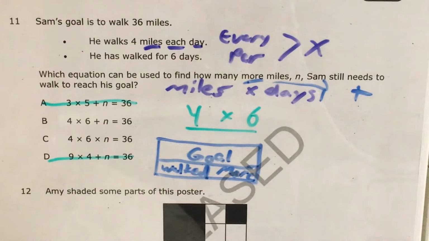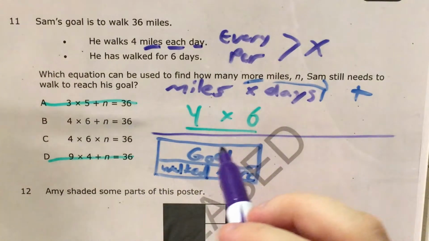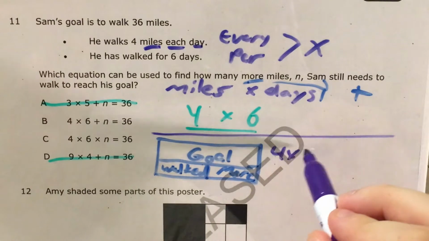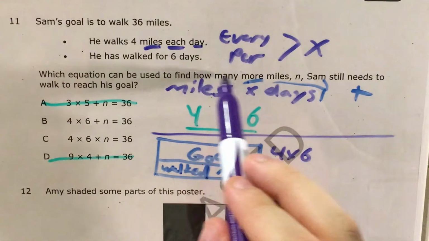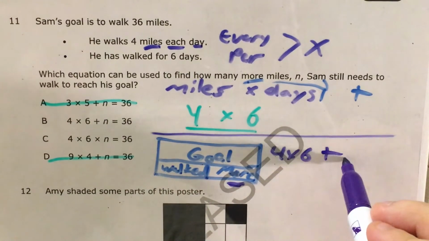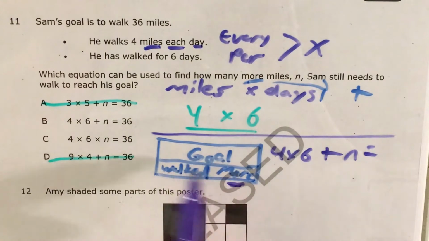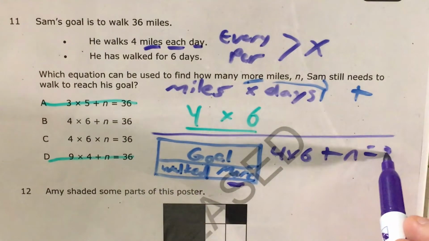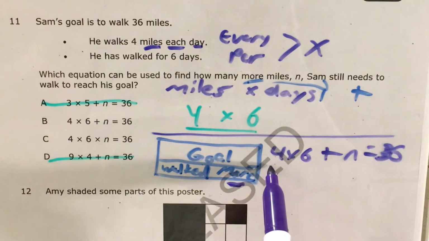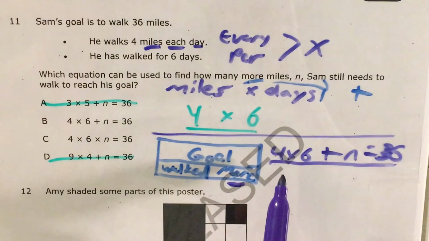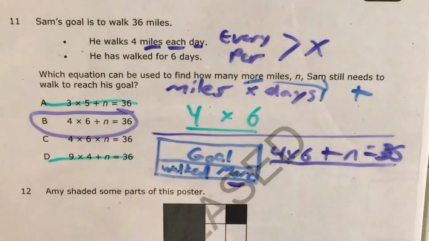So if I can translate that into a math sentence, block that off, the amount that he's already walked is 4 times 6. The more is what we don't know. Since it says how many more miles N, I'll say that 4 times 6 plus N, and then this equals his goal, the whole thing, the goal of 36 miles that Sam wants to walk. So this gives me this equation, 4 times 6 plus N equals 36, and that matches choice B.